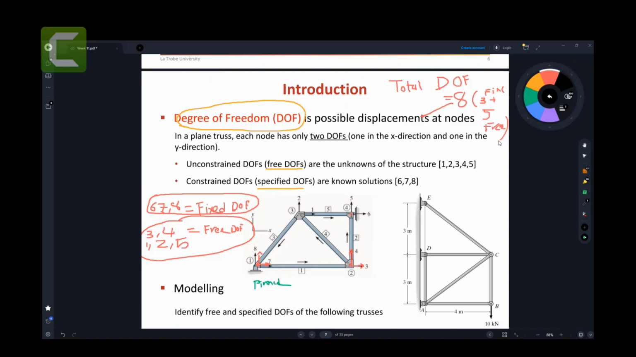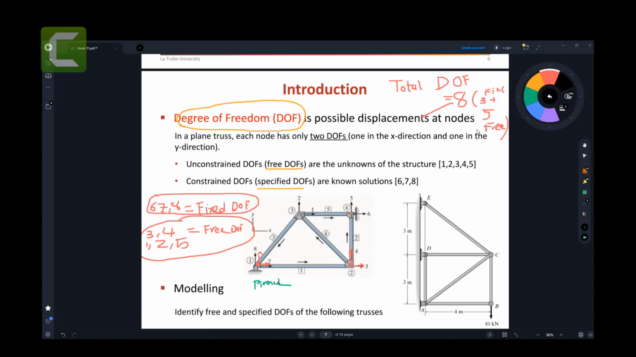Do you understand that? I have total 8 degrees of freedom. Everyone told me that they understand that. And after 8, we have divided further to classify fixed and free degrees of freedom. 5 plus 3 is 8, but 5 are free degrees of freedom. The points which are not supported are free degrees of freedom, and the points which are supported are fixed degrees of freedom. Now that is all good.